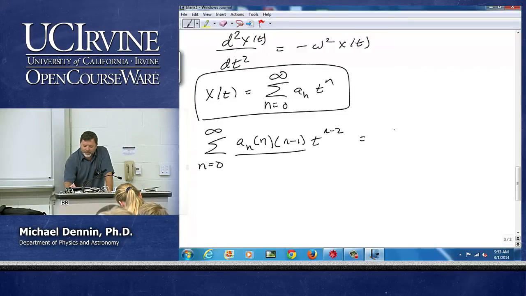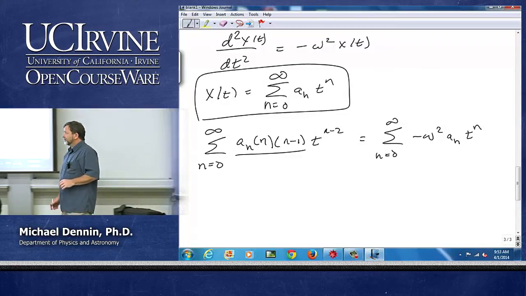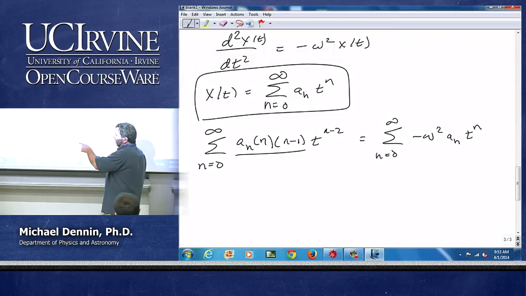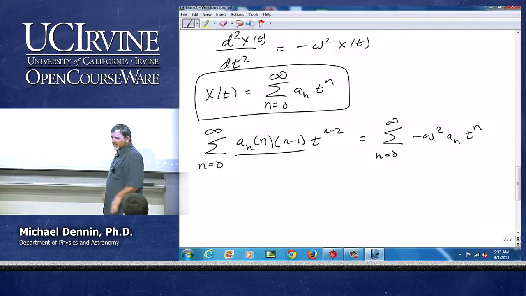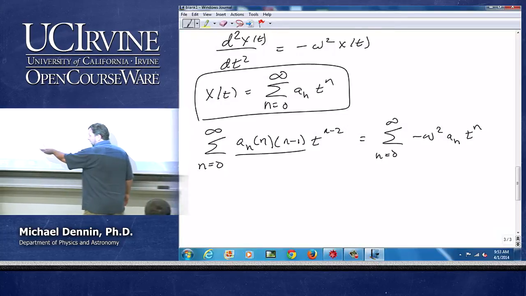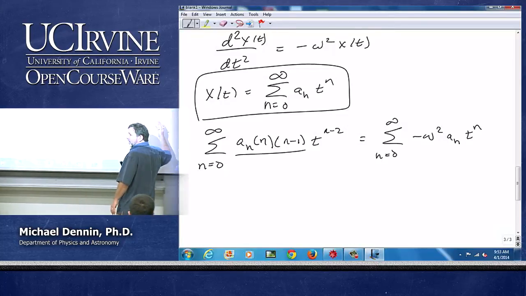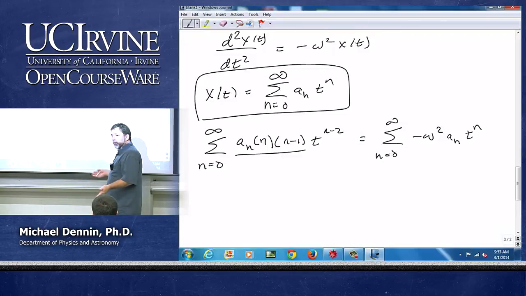Excellent. And now this is going to equal the sum from n equals 0 to infinity of minus omega squared a sub n t to the n. Well, that's true. We're really not going to start at n equals 0 anymore. But our original sum did, so I'm leaving it there for now. What has to be true? What is the only way this sum on the left can equal this sum on the right? The terms for the powers match. The terms for the powers match, right?